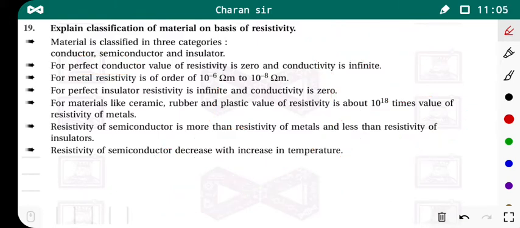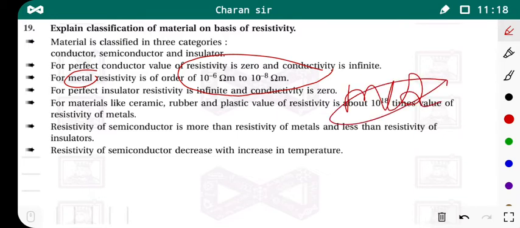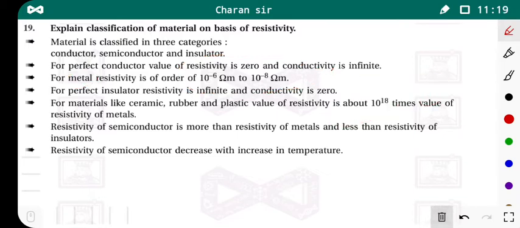So one example of perfect conductors, or conductors, is metals. Metals have a resistivity in the range of 10⁻⁶ ohm meter to 10⁻⁸ ohm meter. This is an MCQ question. What is the resistivity order for metals? That is 10⁻⁶ to 10⁻⁸ ohm meters.